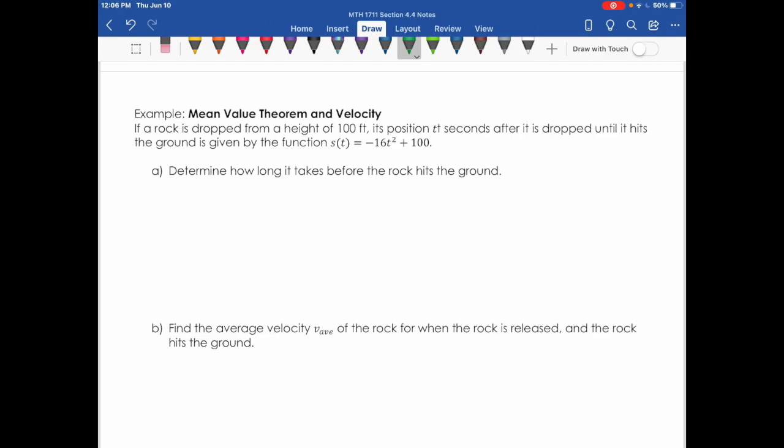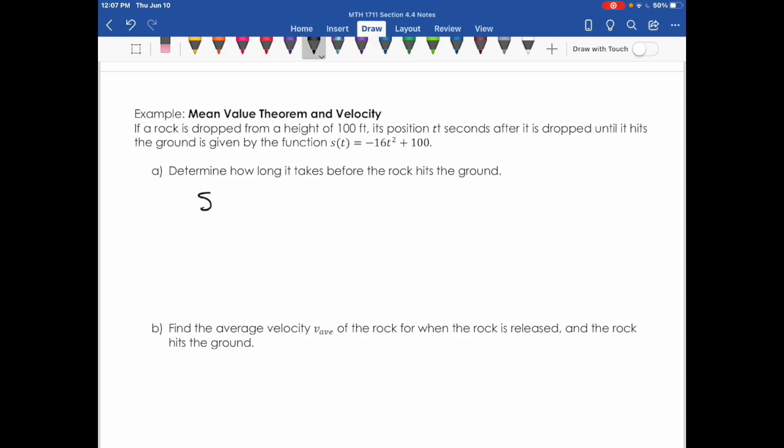So let's look at this example here, the mean value theorem and velocity. It says if a rock is dropped from a height of 100 feet, its position in t seconds after it's dropped until it hits the ground is given by the function s of t is equal to negative 16t squared plus 100. We're going to determine how long it takes before the rock hits the ground. So when the rock hits the ground, the position is going to be 0, right? Because it's 0 feet off the ground.